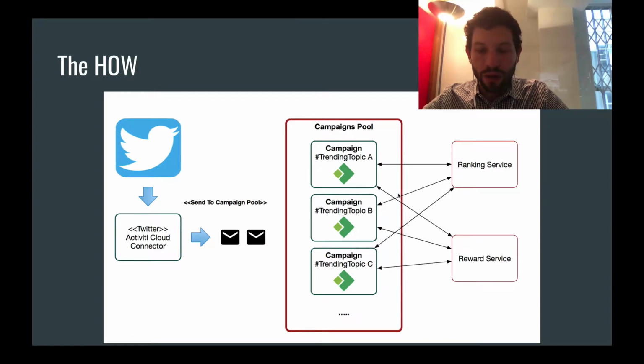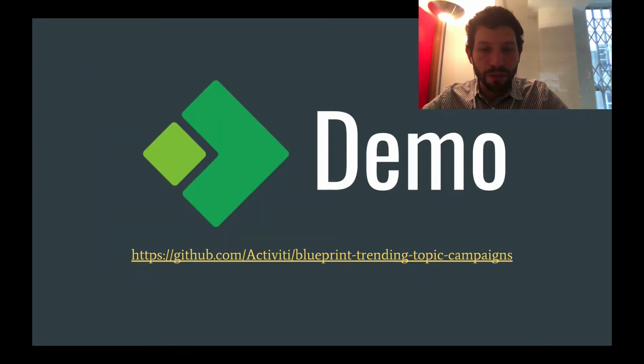So now we are going to switch to the demo side. You can find all this demo inside this GitHub repository, Blueprint trending topic campaigns, and you can execute it in your own environment. I will be executing this in Minikube, but you can deploy this in AWS running Kubernetes or any other cloud provider that provides Kubernetes support.